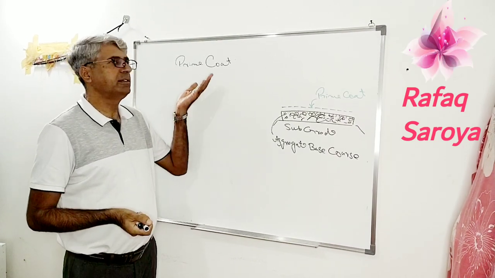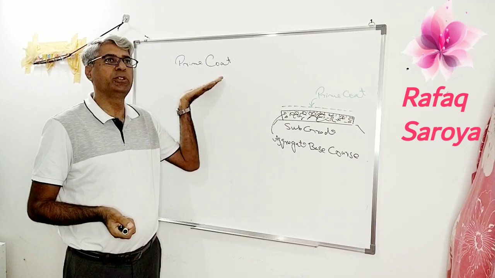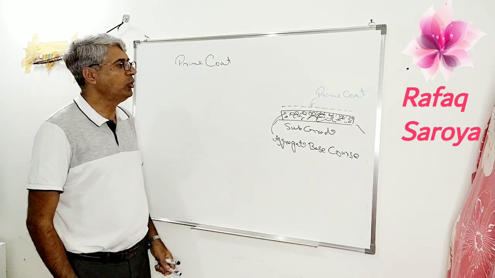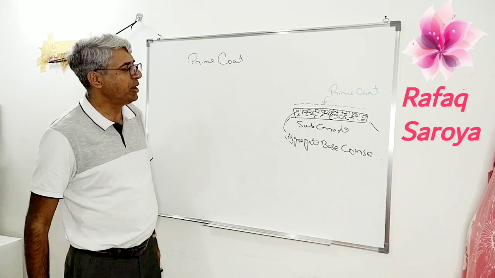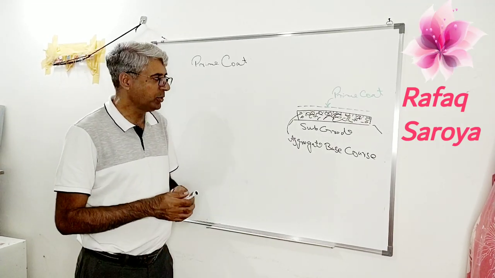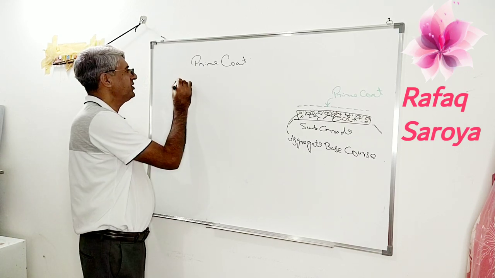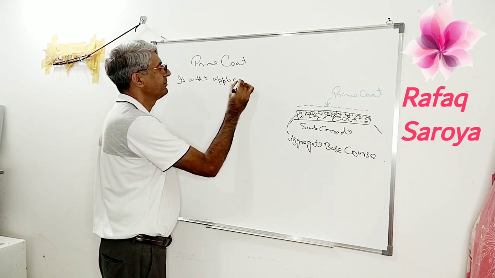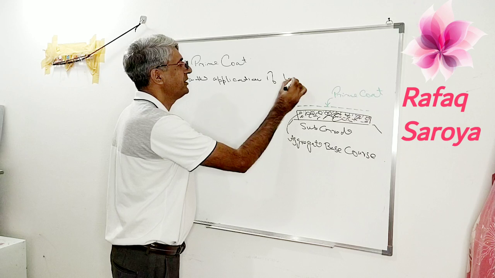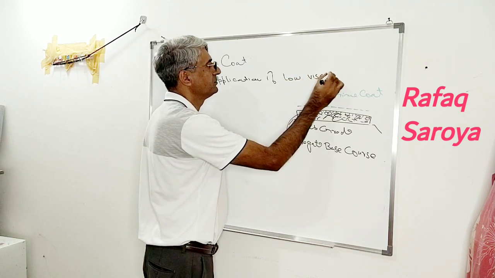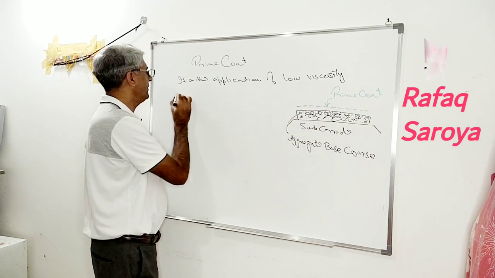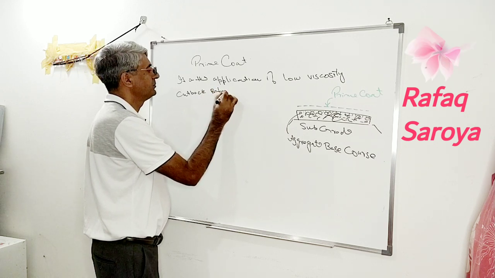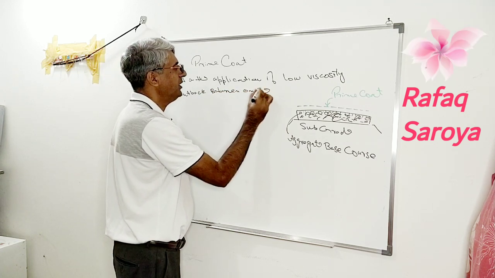Okay, we are going to start our next lecture, that's about the prime coat. Prime coat is actually the application of low viscosity or low viscous cutback asphalt on the absorbent surface like aggregate base course. So let me write down this definition. It is the application of low viscosity cutback bitumen on the absorbent surface.